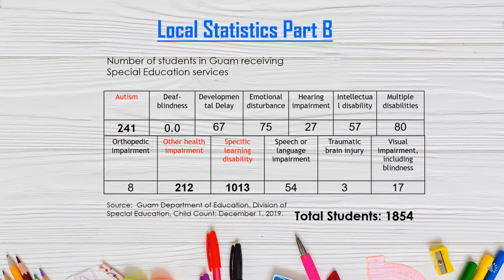Take a look at this chart that shows the statistics of the number of students in Guam receiving special education services as of December 1st, 2019. This chart shows the number of students with an IEP that the Guam Department of Education services. Of the 1,854 students who were receiving special education and related services, 1,013 students are identified with a specific learning disability, 241 students with autism, and 212 students with other health impairment. Let's talk more about these 3 highly populated disabilities.